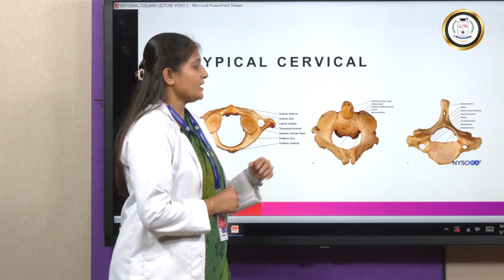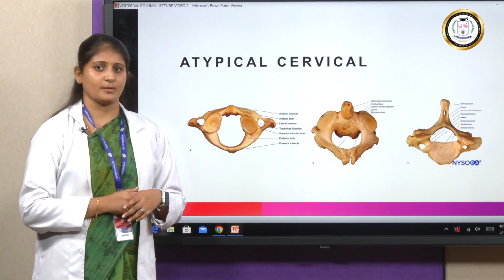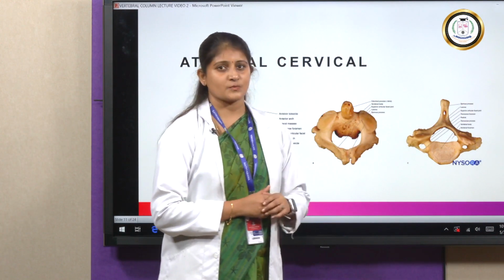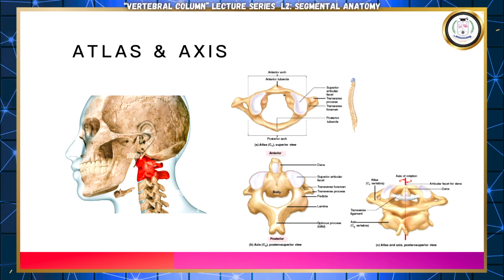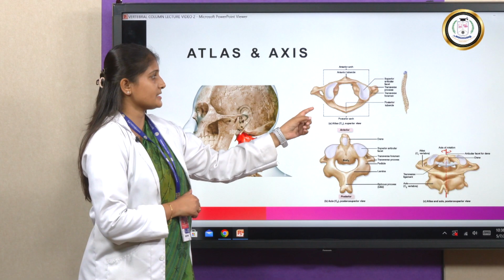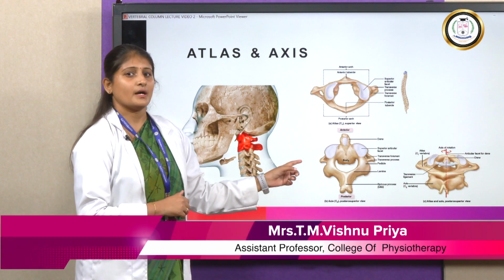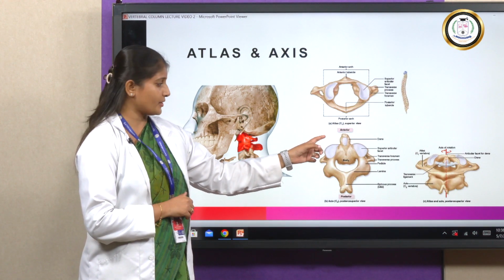And then we have a final atypical vertebra, which is the C7 vertebra, which has a long and slender spinous process. That's why it is atypical. So these are the atlas and axis bones. The first bone here we could see is the atlas, which has no body, no spinous process, and the next bone is the axis, which has a sharp projection called the odontoid process.